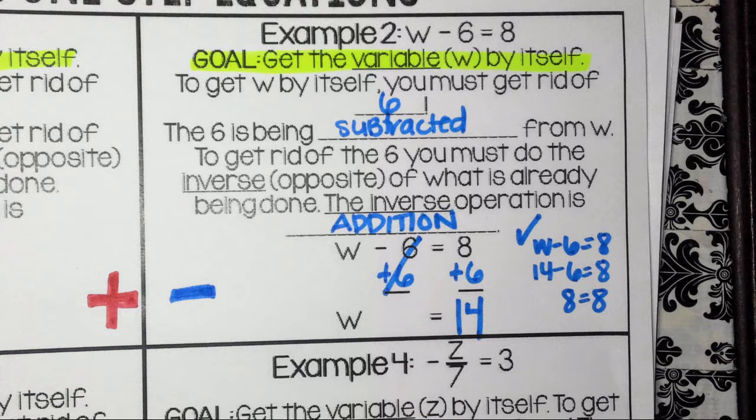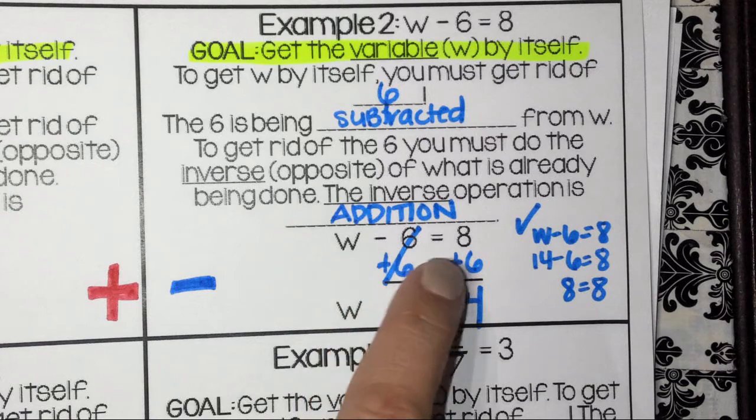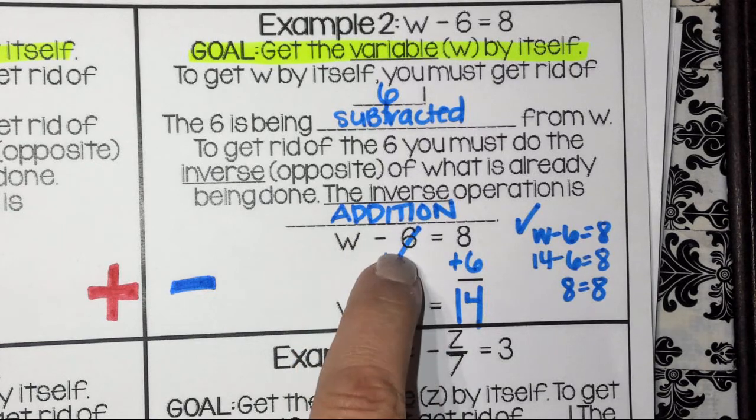If it is subtraction, would you always add? Yes, you're always going to do the opposite. Okay, so it's just always the opposite. How do you know which one to put down there? It's always the number that's with your variable. So it'll be opposite, whatever number's with your variable.